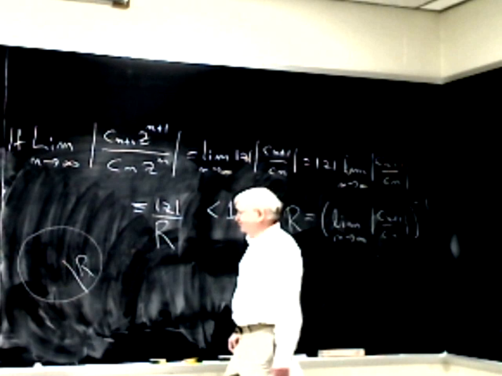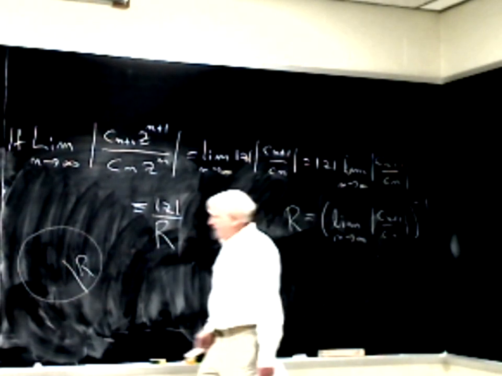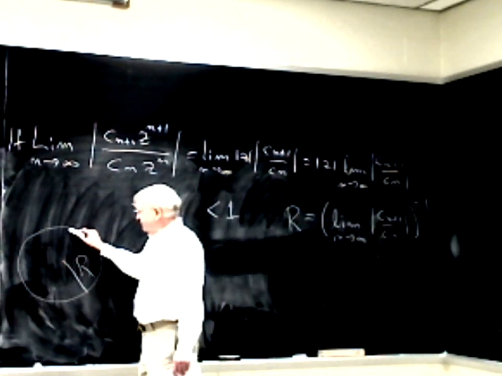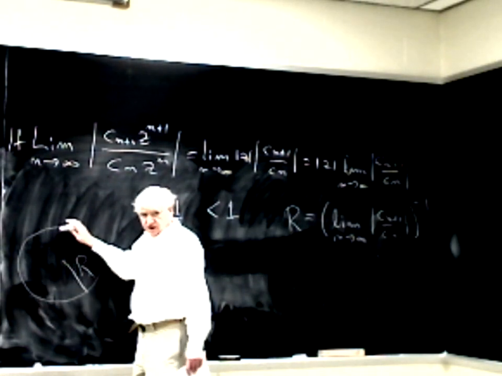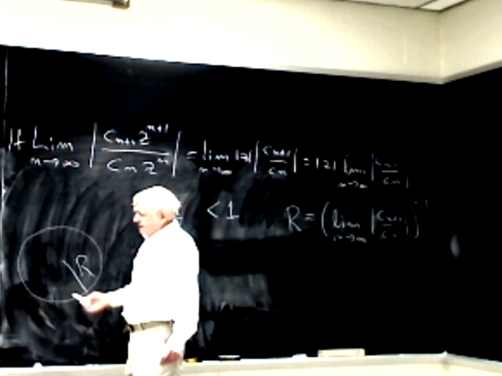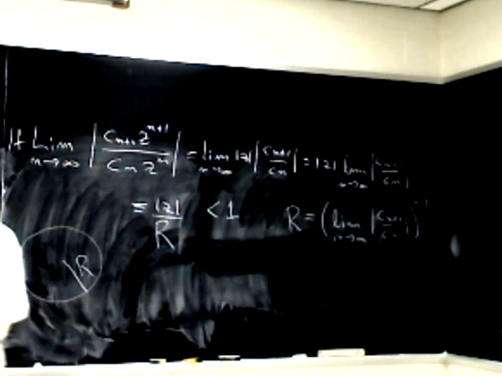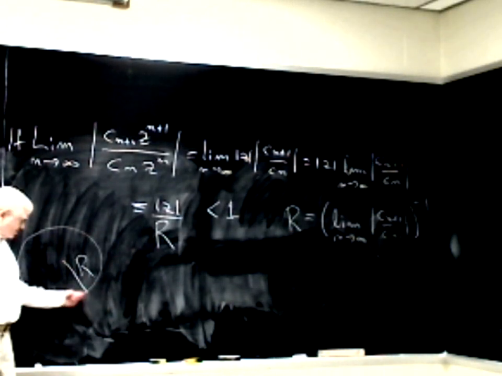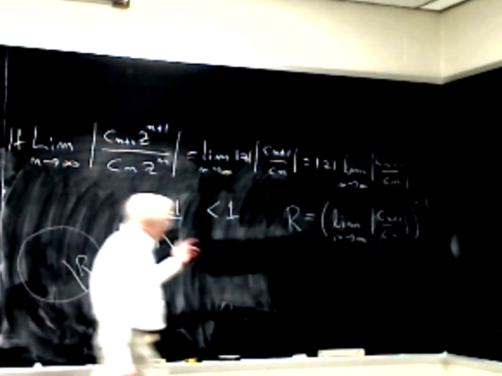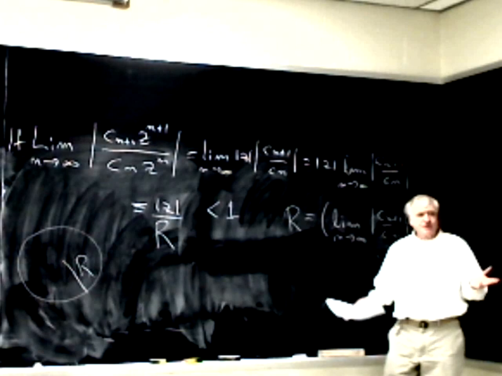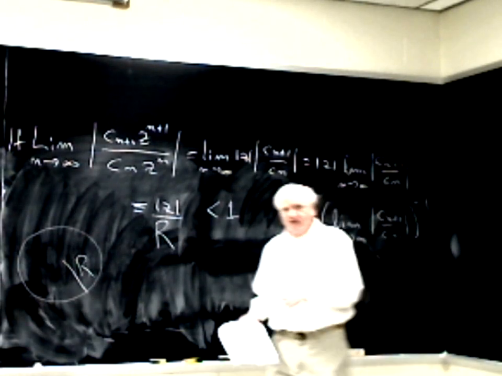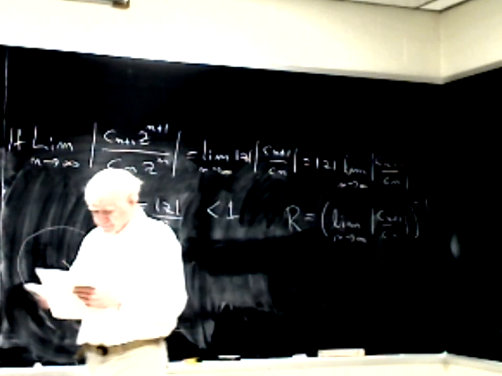Consequently, if it converges here, then it converges for all z inside that disk, and consequently it's uniform. So the convergence of the power series is uniform and absolute within the radius of convergence. On the circle, then you don't know, because what you have is that this is not less than 1, it's equal to 1. It might converge, might not. If it does converge, it might not converge absolutely.